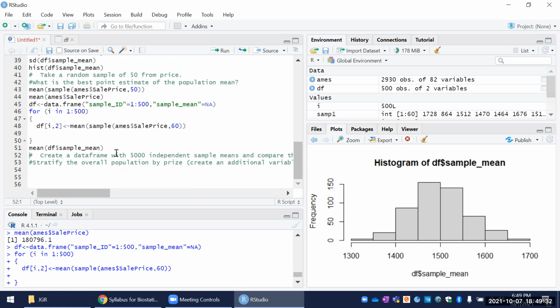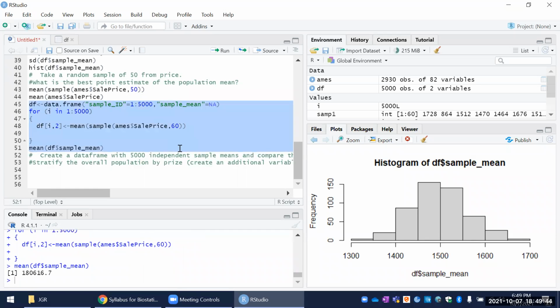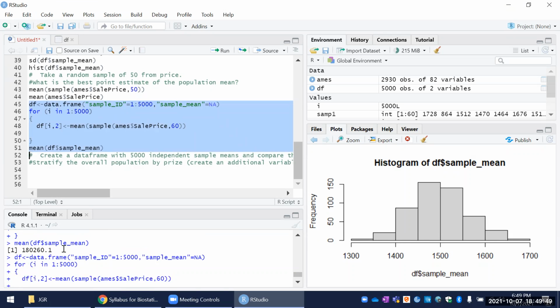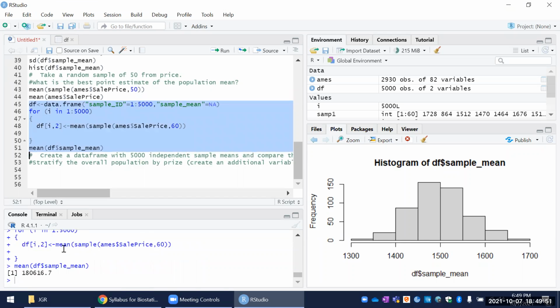5,000 something. Okay, was meant to be 5,000. Sorry. But you get the picture, right? And this is just very important to keep in mind. So this is almost identical to the price, like $400 off. And these are independent samples drawn from a population of 2,930.